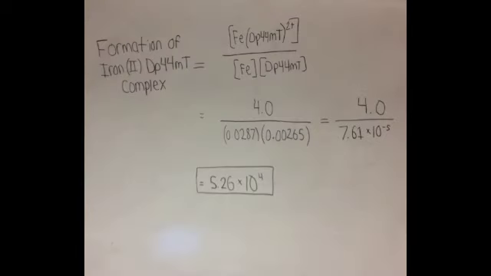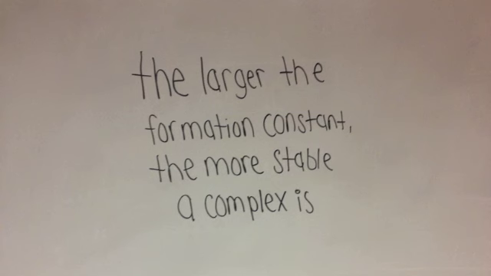Using these concentrations and the given concentration of 4 moles per meter cubed of the Fe2-DP44MT complex, we can calculate the formation constant for our complex, which comes out to be 5.26 times 10 to the power of 4. The larger the formation constant, the more stable a complex is. Therefore, if the formation constant of the iron 2 DP44MT complex is larger, then it will be formed over the iron becoming involved with DNA synthesis in cancer cells.